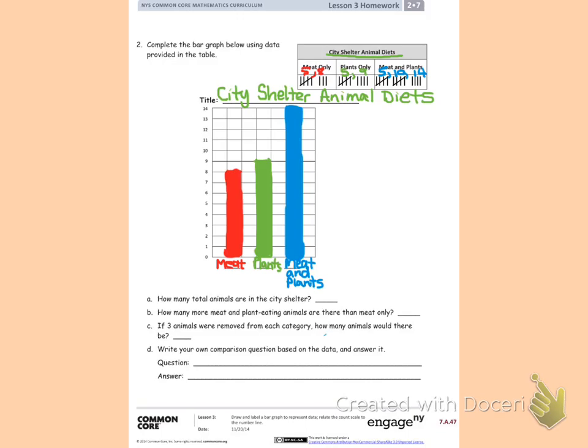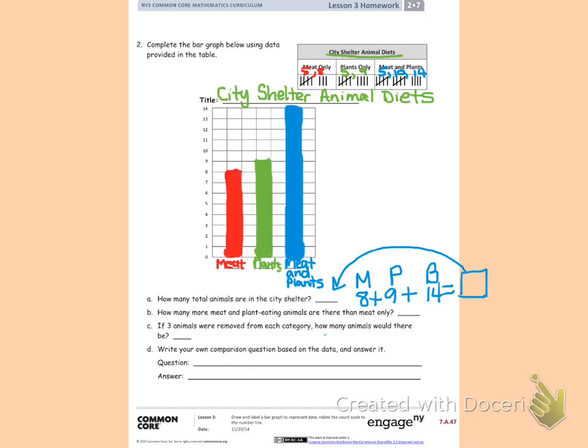The meat animals, I'll label with an M. That's 8. Plus the plants animals, that's a P, that's 9. Plus the meat and plants, that's both. They eat both, so I'll put B. That's 14. Once you add those all together, you'll get the total, which you'll write on the line. Remember to label your numbers so your teacher is able to figure out what each number represents.